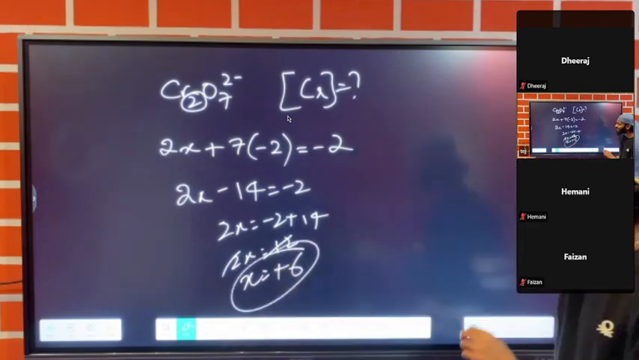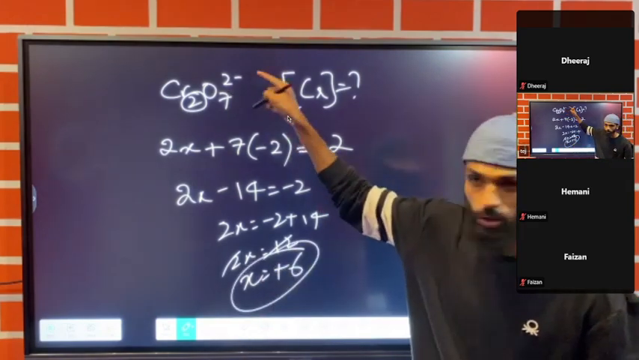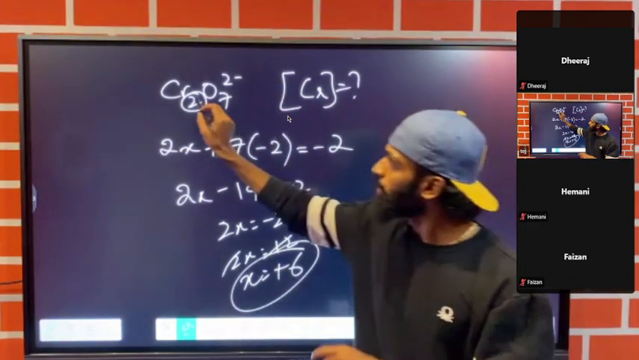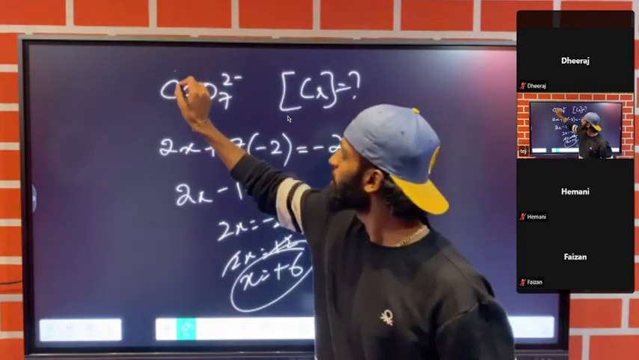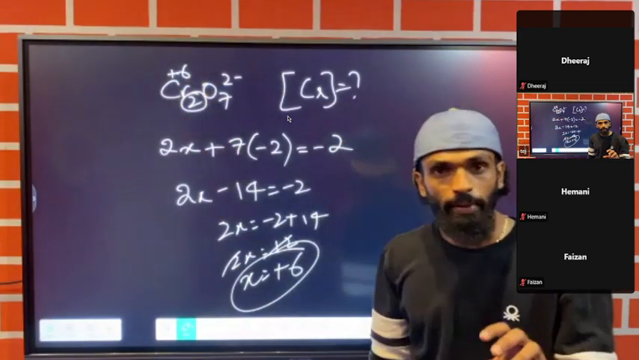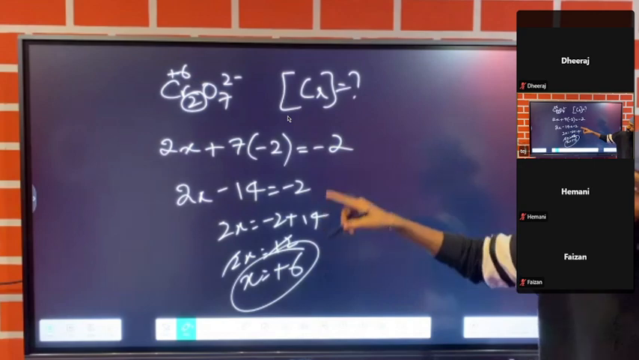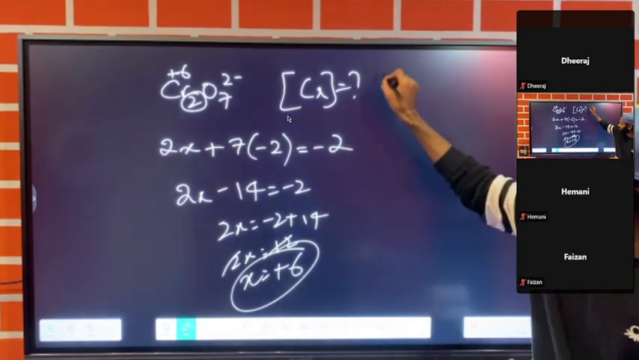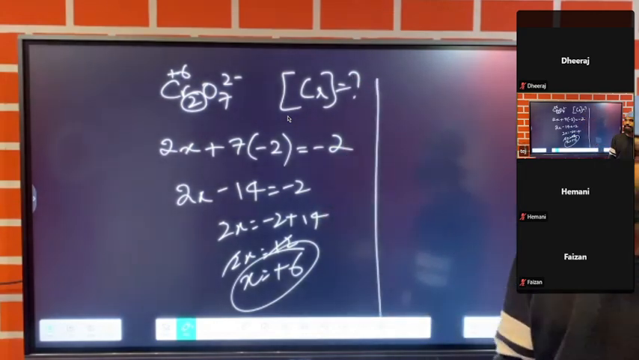You know what this means? It means that in Cr2O7, the charge on chromium alone is plus 6. That's the meaning of it. Okay? The charge on chromium alone is plus 6. I'll give you more examples. Let's talk about nickel.